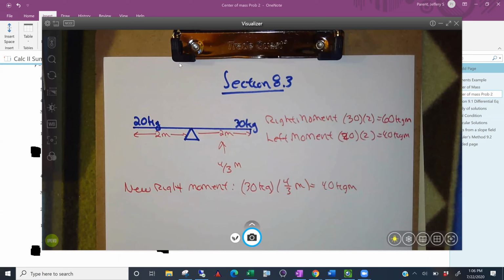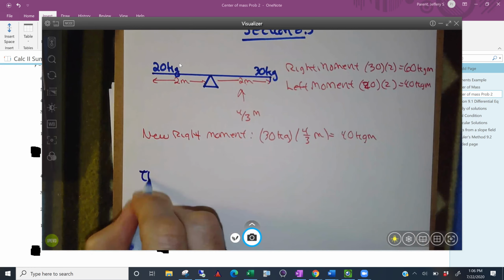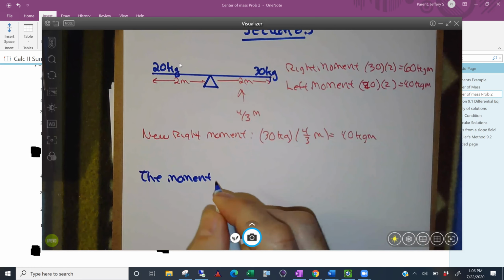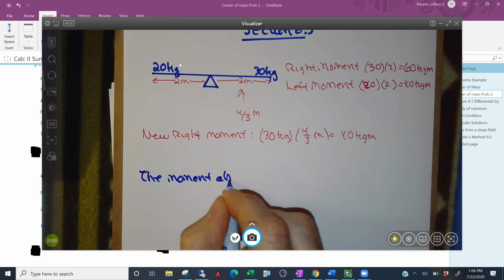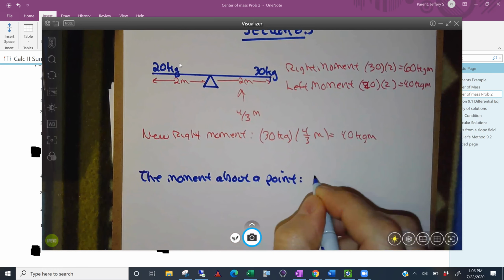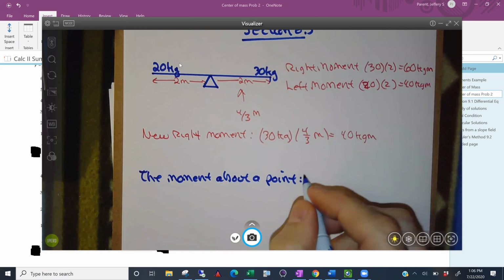All right, so in general, this idea of the moment is the moment about a point is a tendency to want to rotate around that point. So the moment about a point is the tendency of a system to want to rotate around that point.